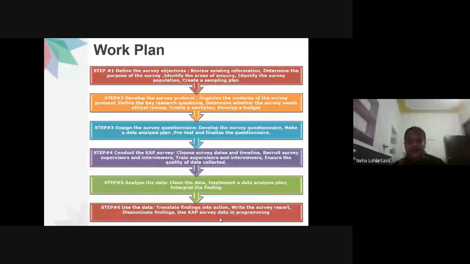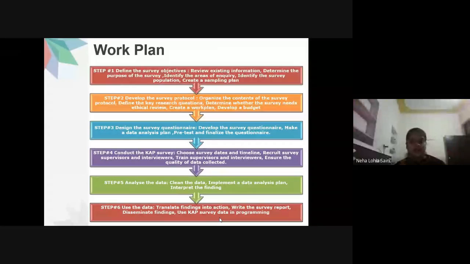Then you have to create a work plan and develop a budget, because every study, every project will require a budget. So see, this is our second step. Then design the survey questionnaire. You have to develop the survey questionnaire. That we will discuss further, how simply you can prepare a questionnaire and what points you have to keep in mind.